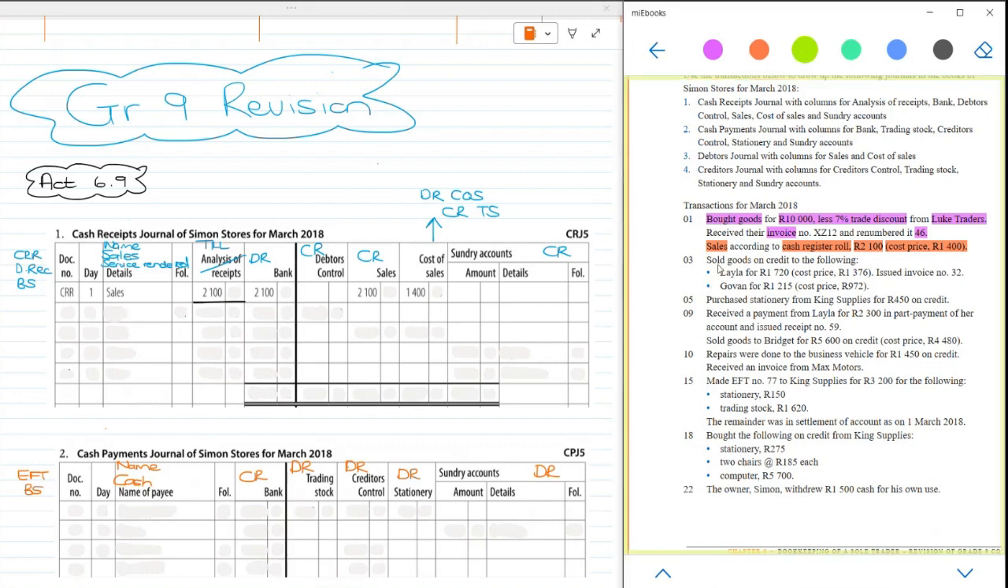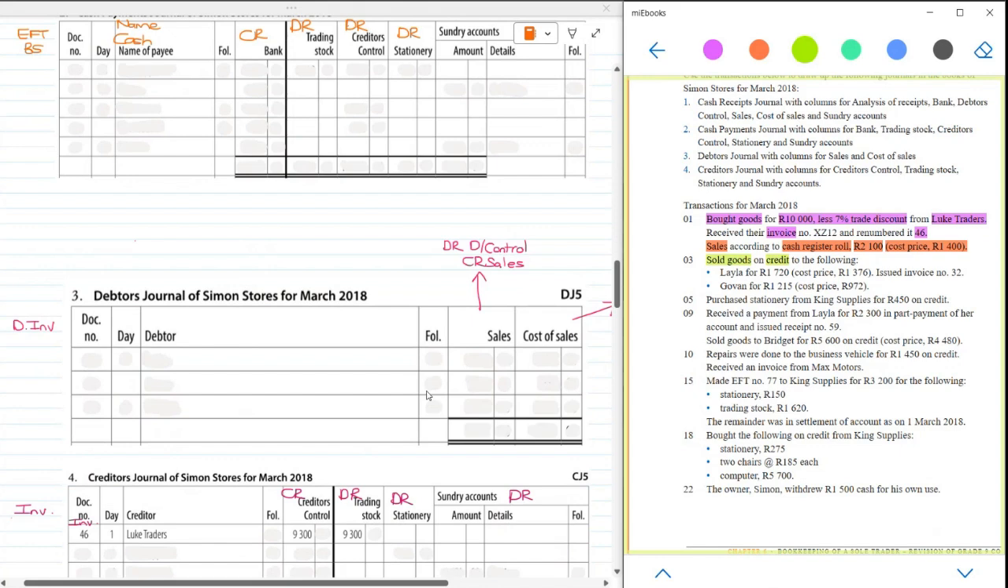Right. On the 3rd, sold goods on credit to the following. So we sold on credit. That's a DJ transaction. So in my DJ, firstly, we sold to Layla for 1,720, and they gave us the cost price, and we've issued invoice number 32. So in my DJ, this is a duplicate invoice, so I can use the abbreviation invoice number 32. The date was the 3rd. We sold here to Layla. That's the debtor's name. And then the sales amount, that is what she owes us, 1,720.